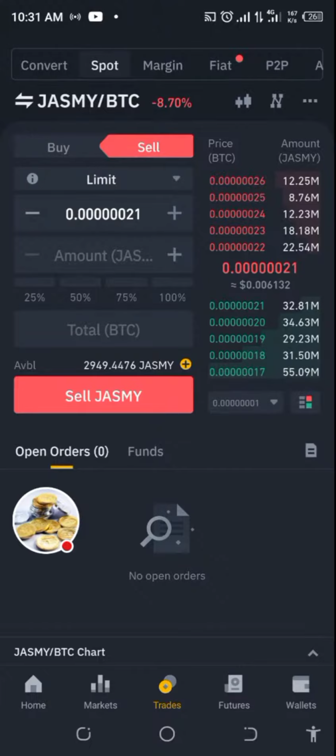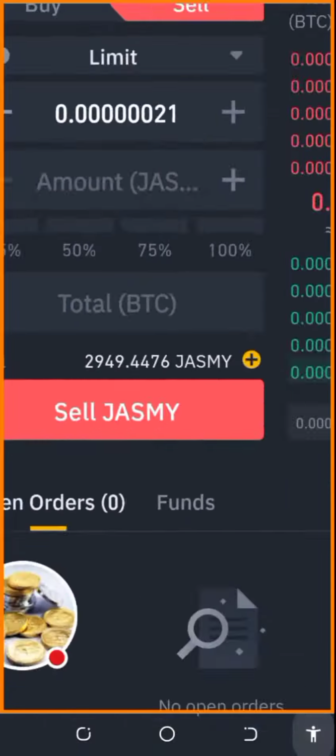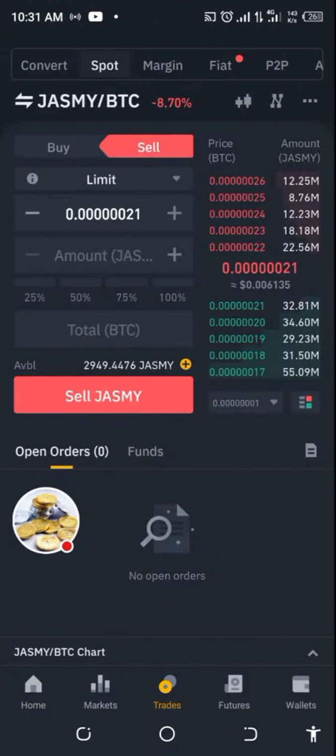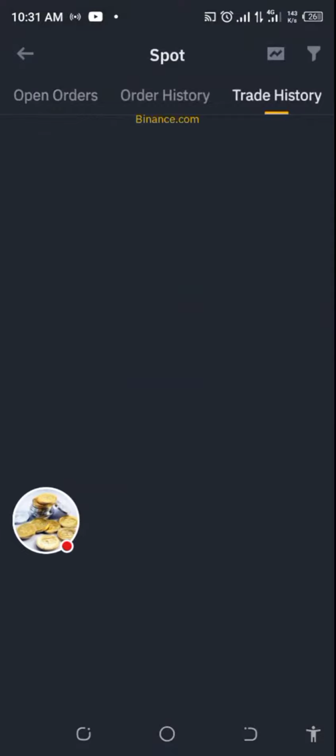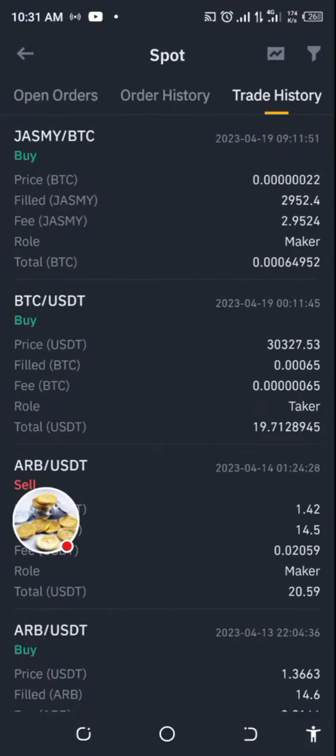So here we are. We've already gotten JASMY 2949. Don't forget, it was supposed to be 2952 or something like that. It removed its own trading fees. Let me show you that, because you have to always provide for that. 0.1% is a trading fee. As you can see here, it took 2.95 JASMY. That is the trading fee, 0.1%.